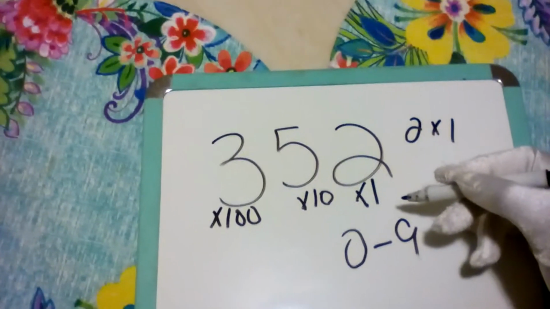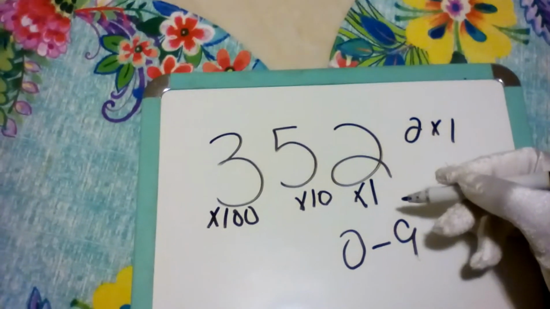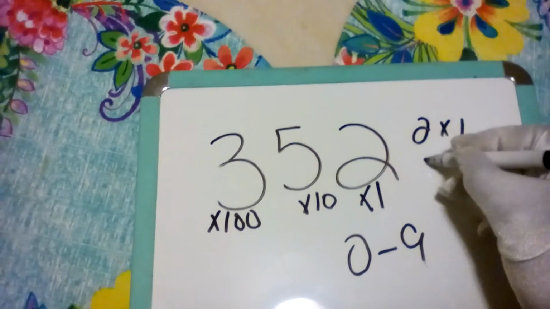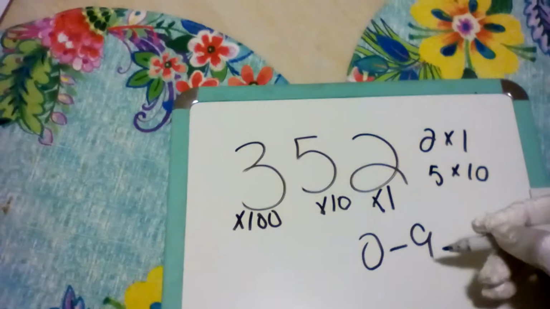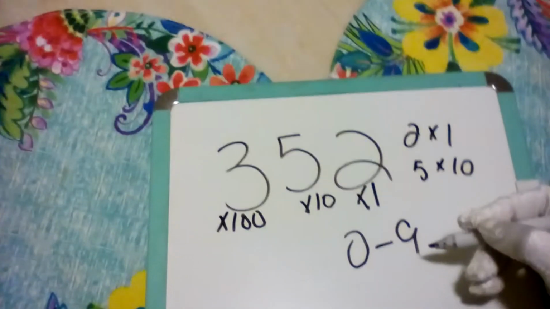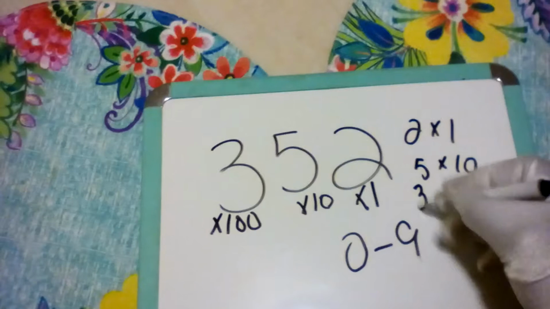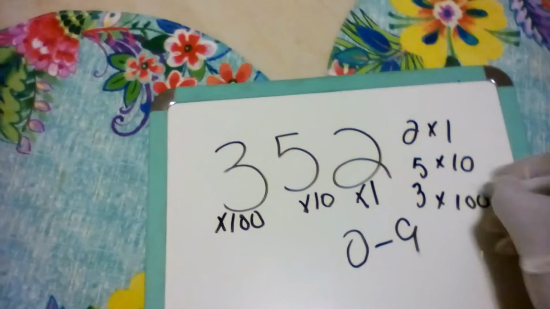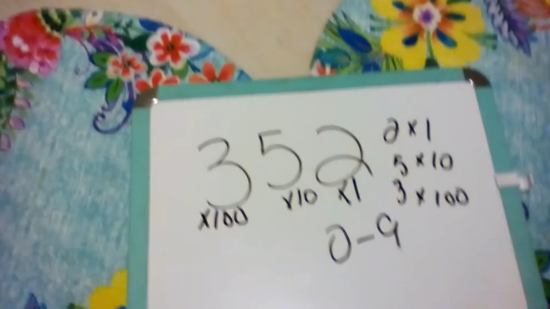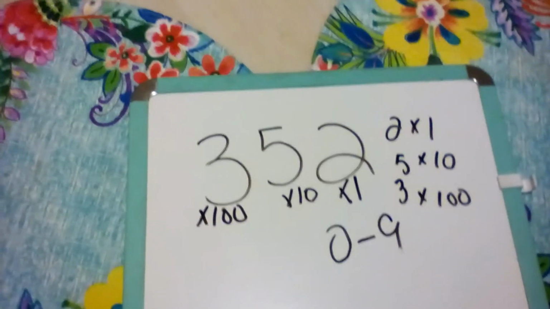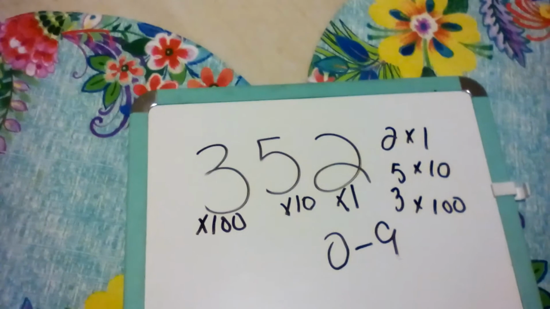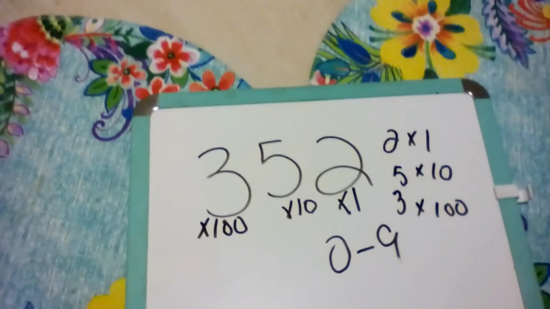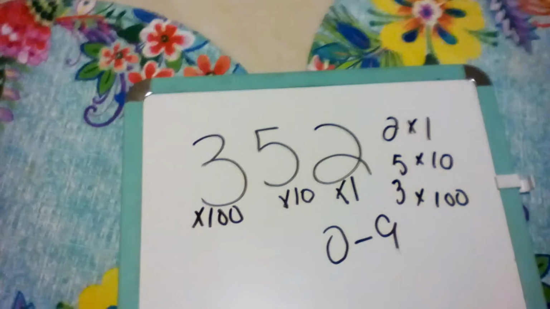And so the 5 that's in the tens place, we have to multiply it times 10 because it's in the tens place. The 3 that's in the hundreds place, we have to multiply that times 100. That's how we look at place value when we're looking at multi-digit numbers. We have to look at our operations, and this is how we understand place value. Okay, let's look at this a little bit further, guys.